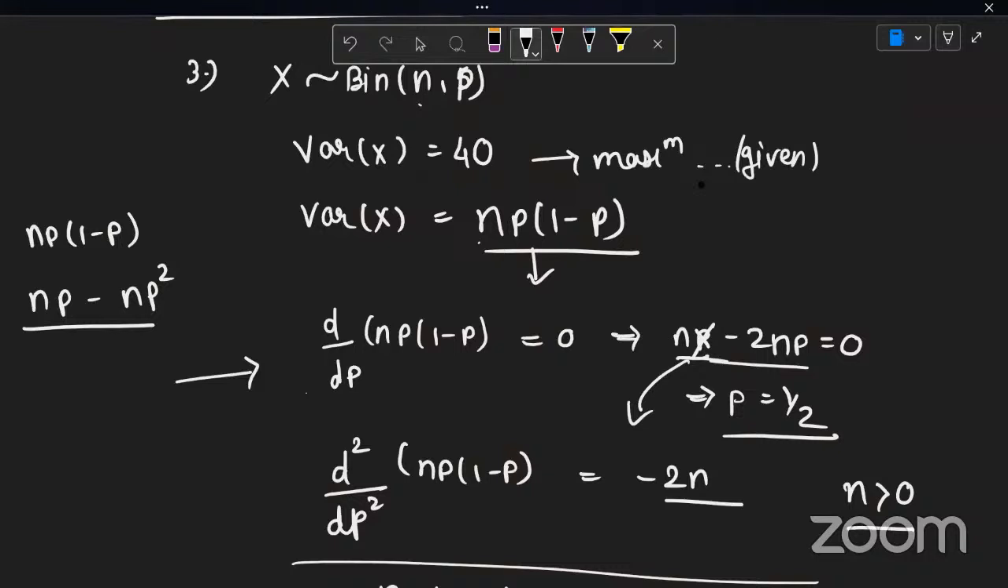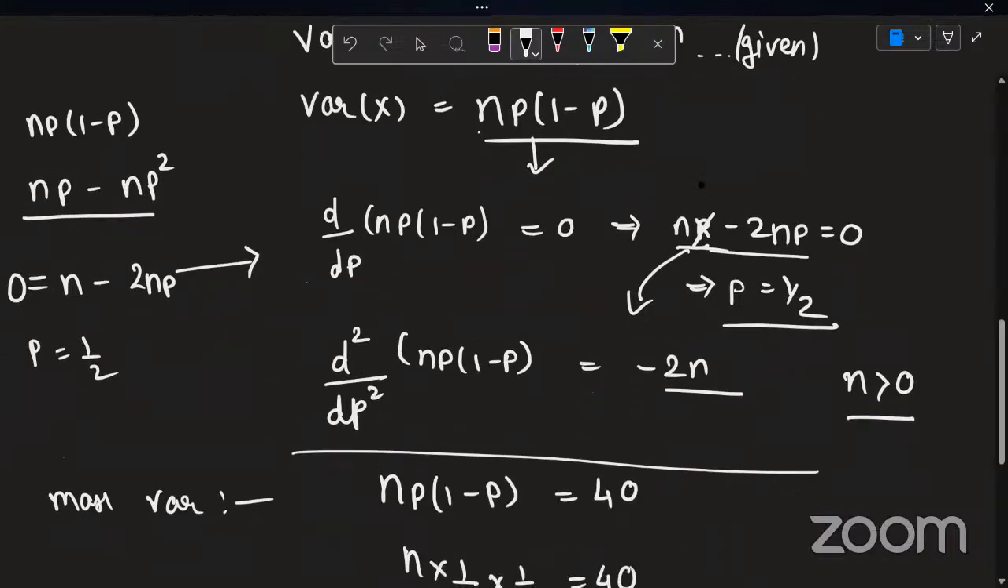Ma'am, if you differentiate this term, then it's n, then 2np. Yeah, it will be n minus 2np, right? And we equate it to 0. Once we equate it to 0, since n is there, we will divide by n. And then we calculate the value of p, so p is equal to 1 by 2.